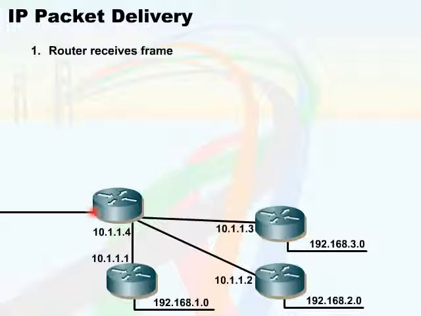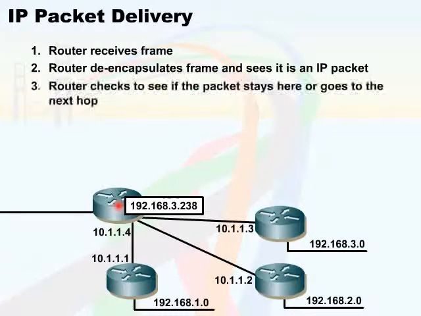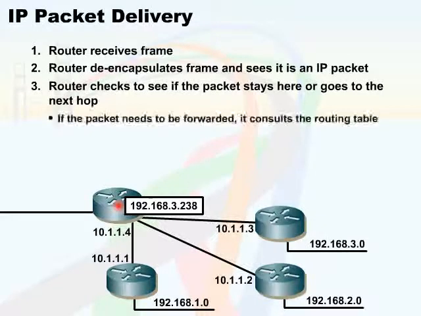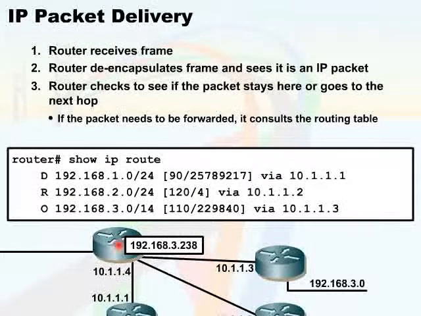As these packets arrive on the input buffer, the router will de-encapsulate the frame one by one and will notice that they're IP packets. It will then take the first IP packet and check to verify if the packet will stay with the router itself or if it will be sent to a local router interface or a next hop router. If the packet needs to be forwarded to the next hop router, the receiving router will consult the routing table to figure out how to get it there.